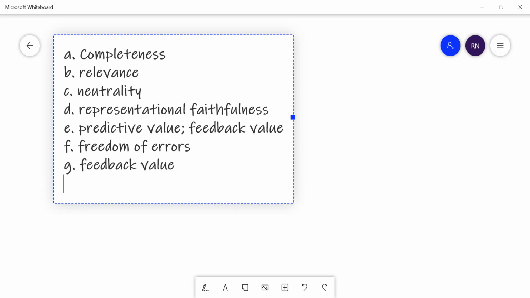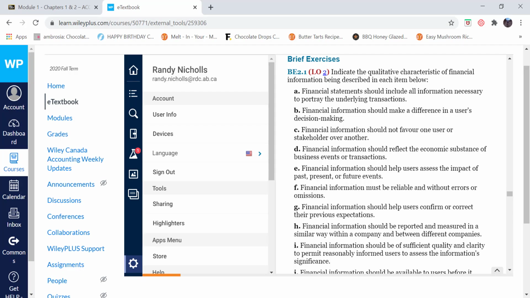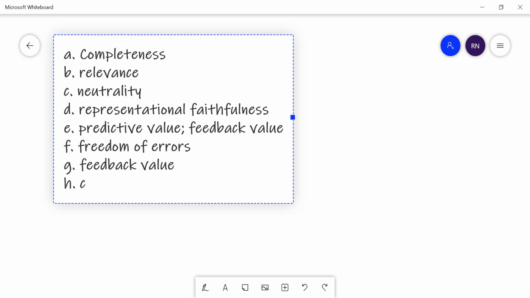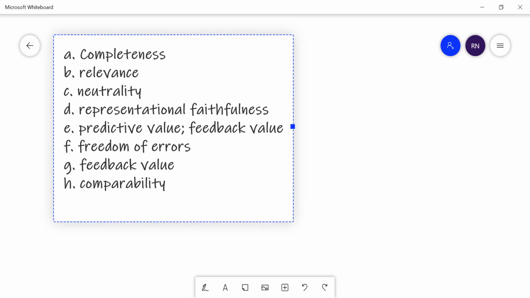You thought something was going to happen, now you have financial information. Did it happen? Financial information should be reported and measured in a similar way within a company and between different companies. That's comparability. I should be able to take my financial information and compare it to a prior period or compare it to a competitor.